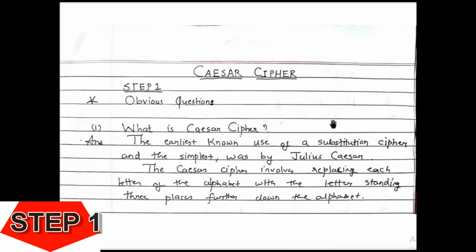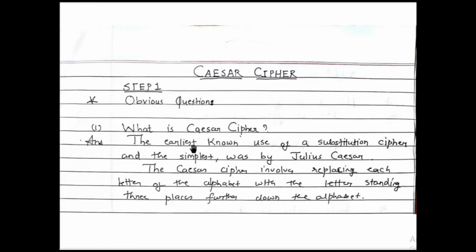What are the obvious questions related to this topic? What is Caesar cipher? That is the obvious question, guys. The earliest known use of substitution cipher, and the simplest, was done by Julius Caesar. So maybe it was used before also, but what we know is that this guy is the earliest one. So the Caesar cipher involves replacing each letter of the alphabet with the letter standing 3 places further down the alphabet.